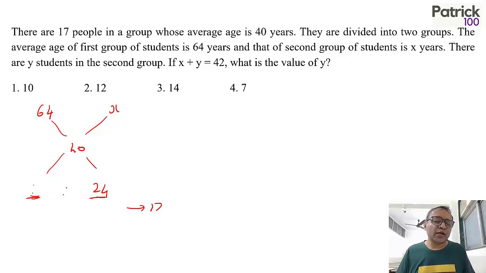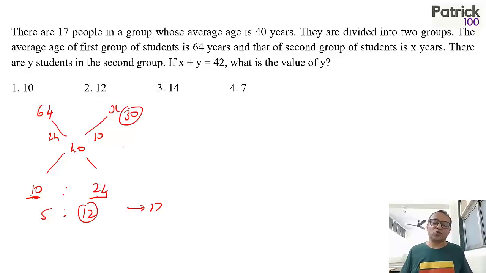So you realize one smallest possible value is 10. Let's take 10, because then you will get the number of students as 5:12, and 12 is in the options. Now going backwards, this 64 is because of the difference of 24 and 40, so 10 will be because of the difference of X and 40. So this becomes 30. 30 plus 12 is 42. That satisfies. So 12 is the answer.